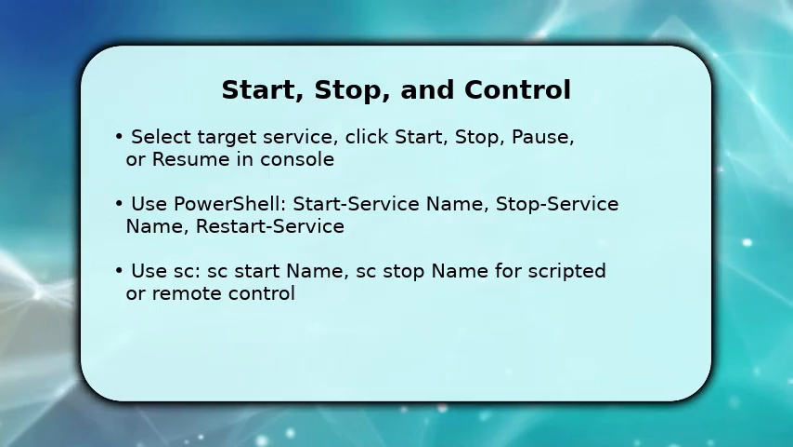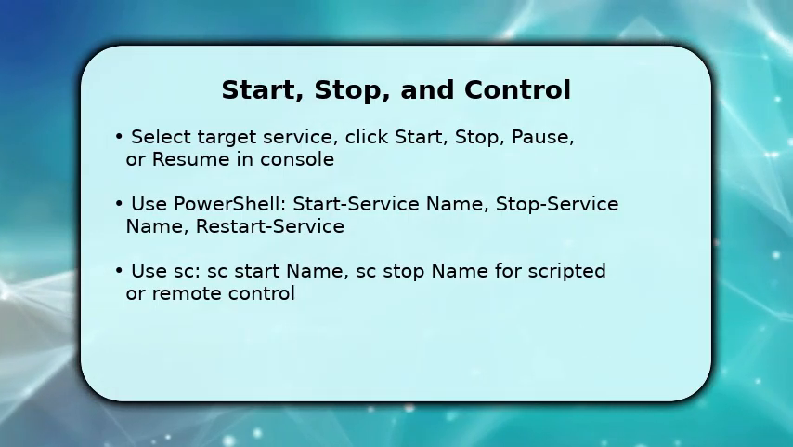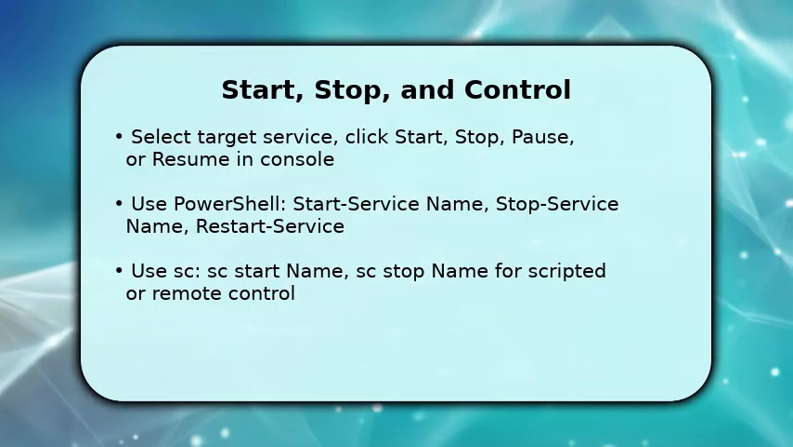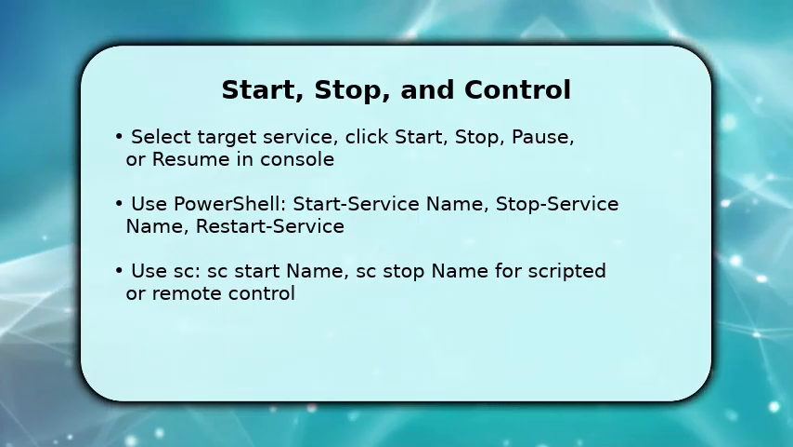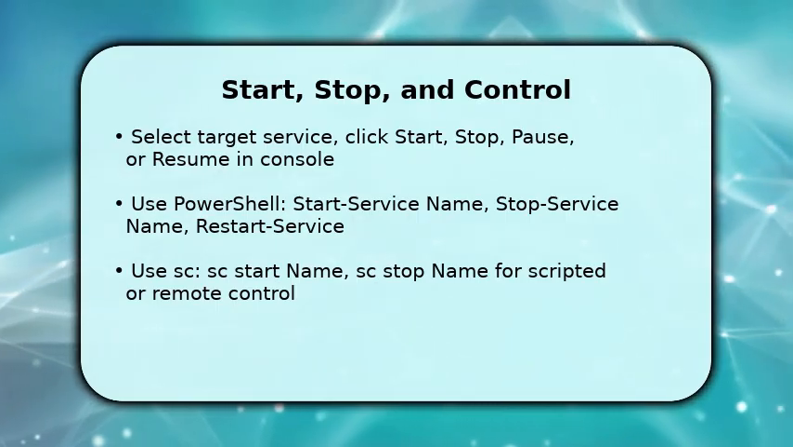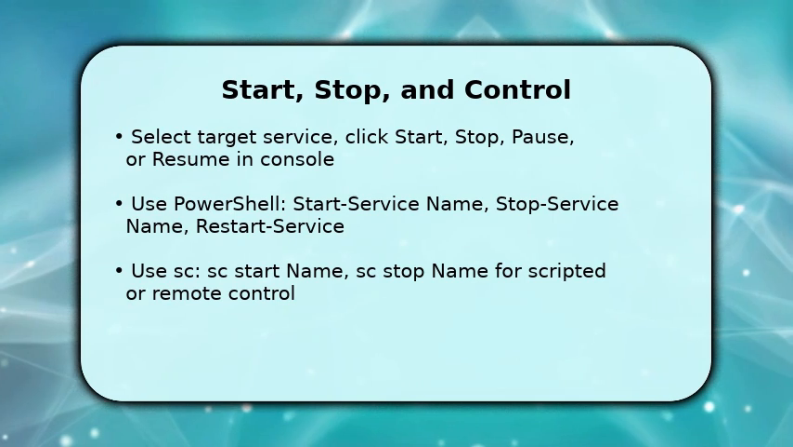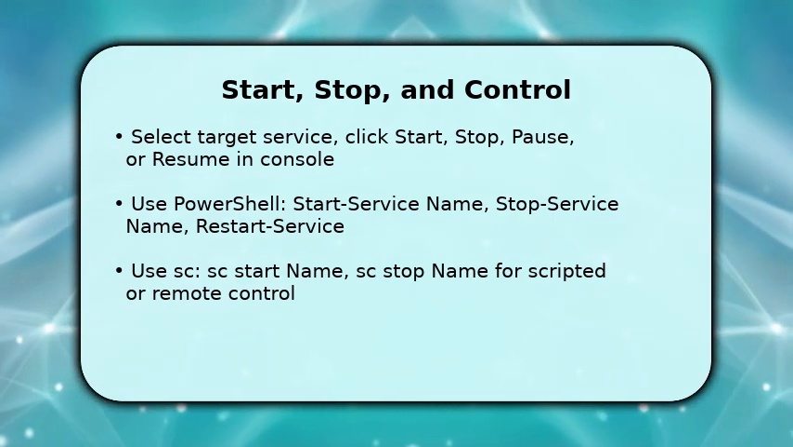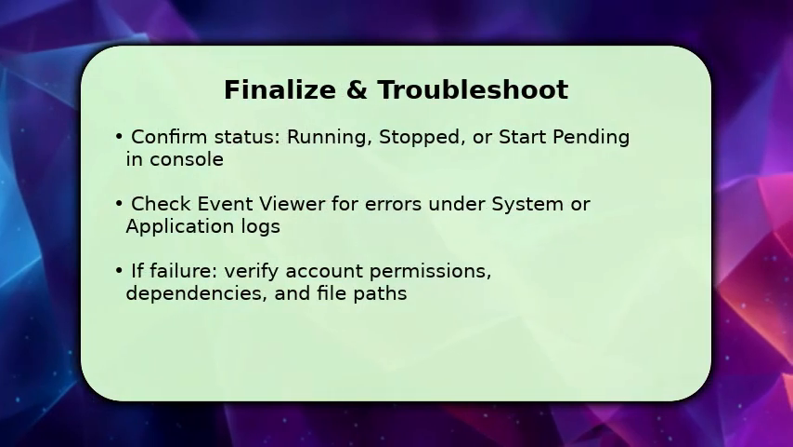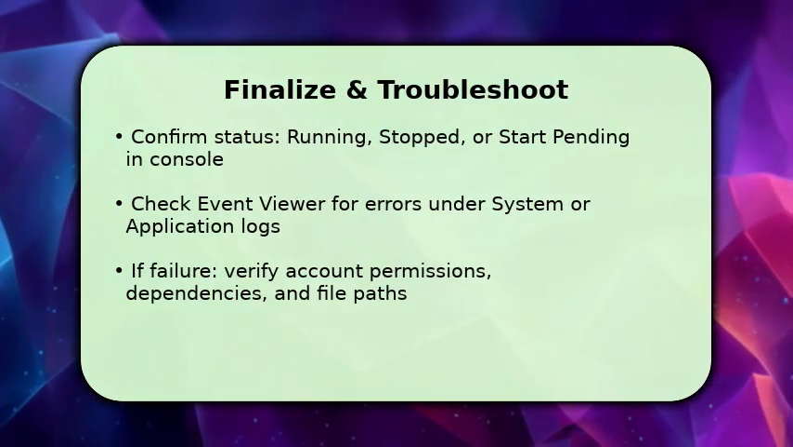If you prefer commands, open elevated PowerShell and run Start-Service name or Stop-Service name. Restart-Service restarts cleanly. For scripting or remote tasks, use sc start service name and sc stop service name. Complete the task by confirming the service shows running or stopped in services.msc. Make sure it stays stable after you change it.